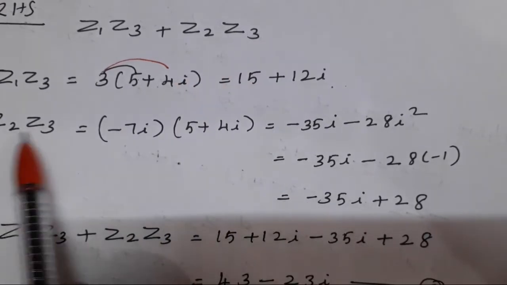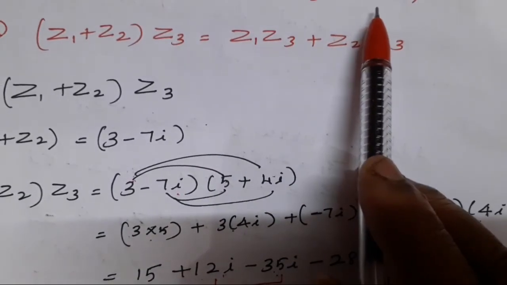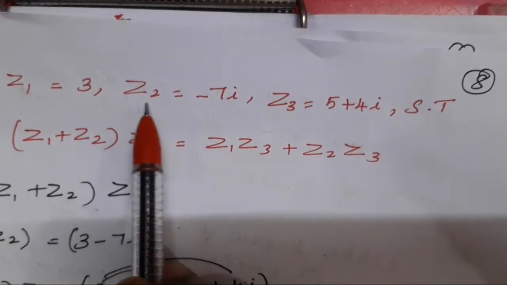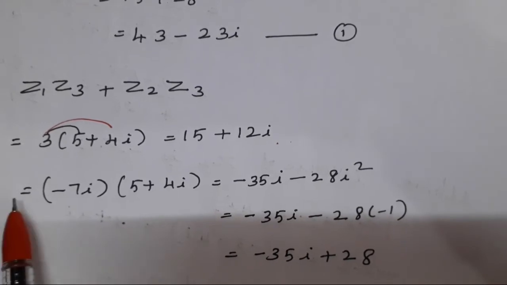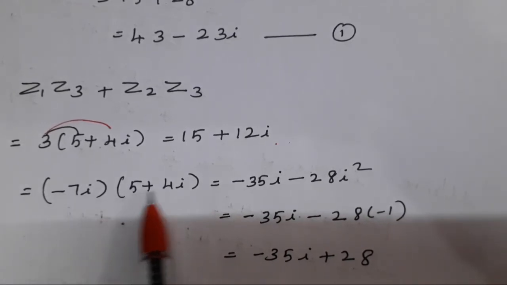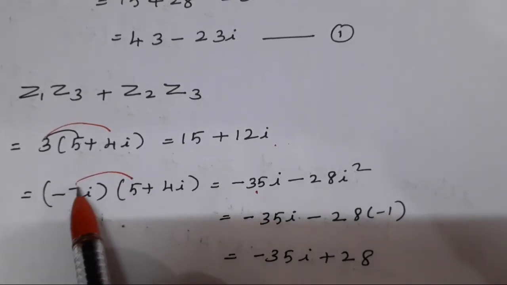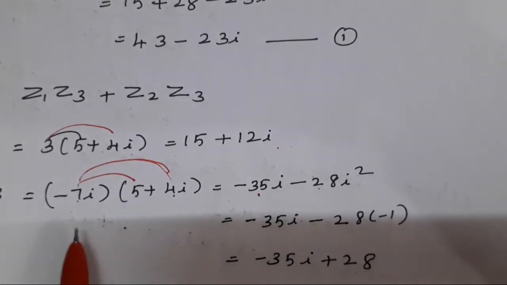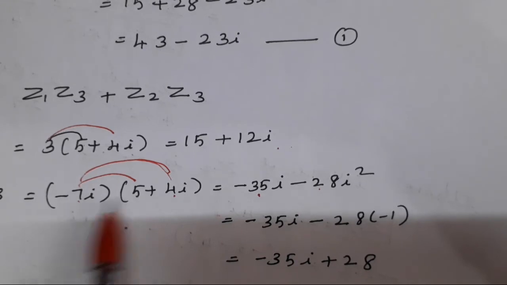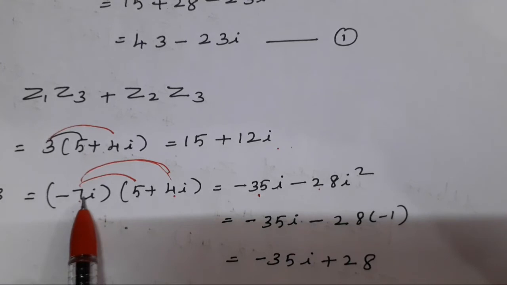Again, what is the next step? Z2 into Z3. Z2 is minus 7i, and Z3 is 5 plus 4i. I write it here: Z2 into Z3 is minus 7i into (5 plus 4i). So multiply: 7 5s are 35, minus 35i. Listen carefully, it's minus 7i into 5, that is 7 5s are 35, minus 35 into i. Again minus 7i into 4i.